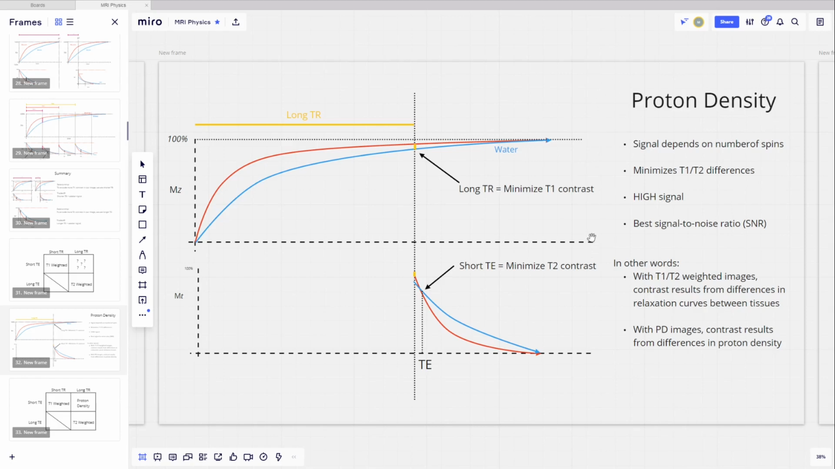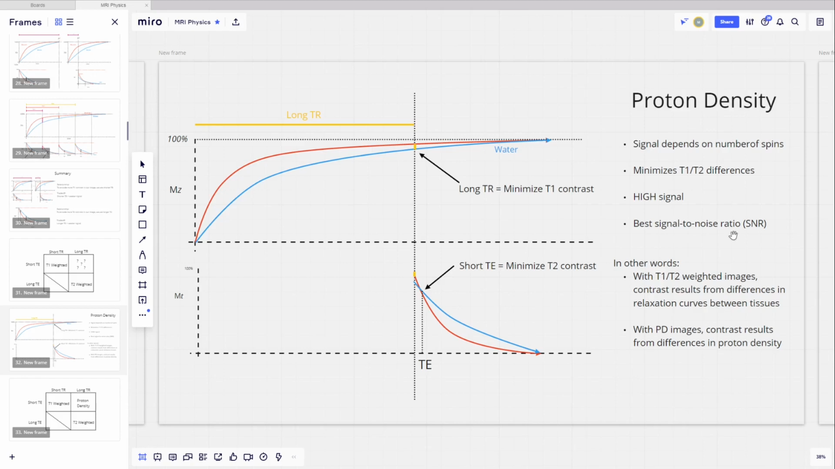Proton density depends on basically just the density of spins, minimizing the T1 and the T2 contributions to the signal. And as a result, it's going to be higher, right? You're starting up here on this curve. So you're going to have more signal to work with than your T1 and your T2 images. And because you have more signal, that means that your proton density images are going to have the best signal to noise ratio, which we'll talk about later.